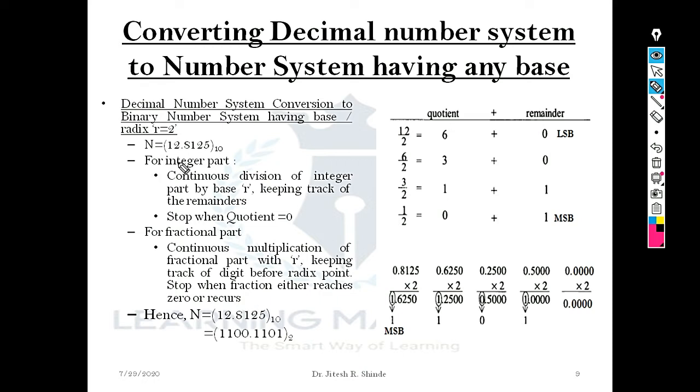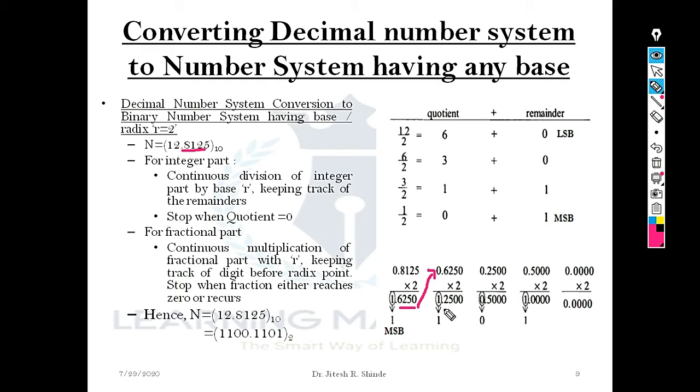What's our number here? It is 0.8125. So 0.8125 multiplied by r, here r is equal to 2. 0.8125 multiplied by 2, our answer is 1.6250. Keeping track of the digit before the radix point, what are we getting before the radix point? 1. This 1 is now our MSB. Now the fractional part is 0.6250.